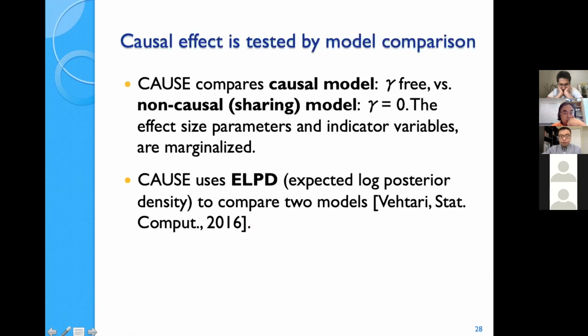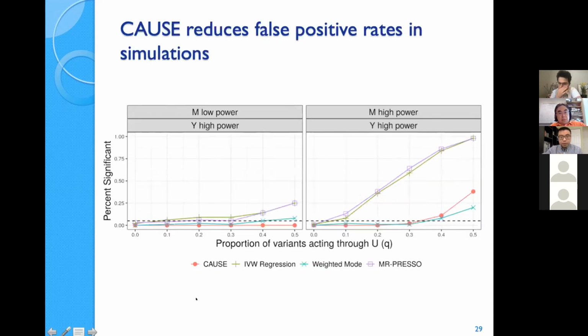So we compare the causal model, where gamma is a free parameter, versus a non-causal model where gamma equals zero. We just compare these two models. So that's kind of like a hypothesis testing problem. We use something called ELPD to compare the two models. So I'll skip that. Okay, so that's our model.